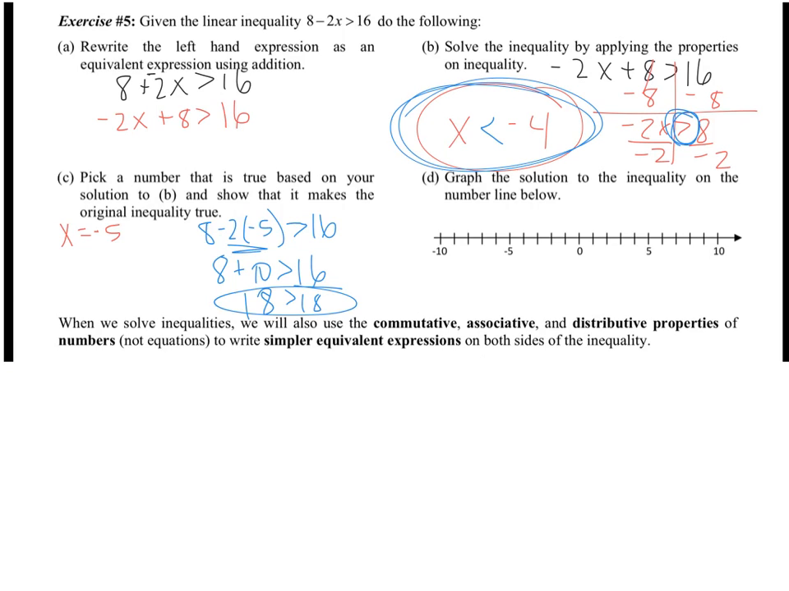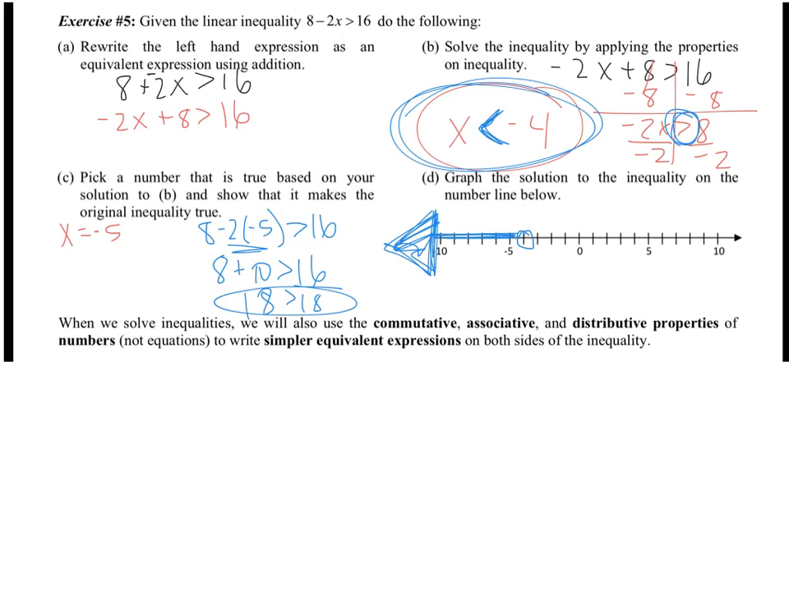So if we graph this, notice how it is not or equal to. So it's just an open circle at negative 4. And remember, it's everything less than, including negative 5. So we're going to draw an arrow showing everything in that direction will make it true.